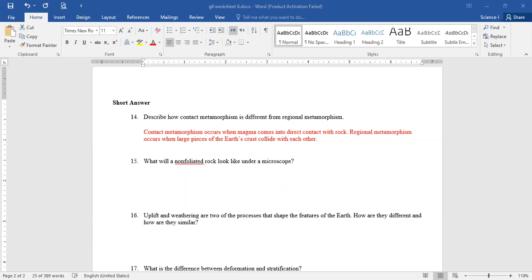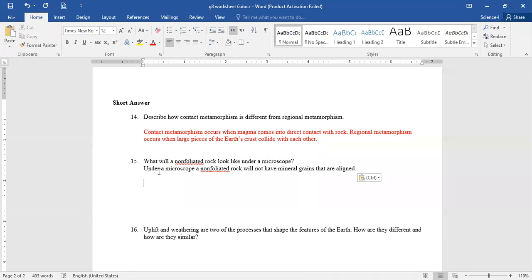Okay, who can answer this question? Question 15. What will an unfoliated rock look like under a microscope? If we have non-foliated, how does it look? Imagine. Yes, Reem? The minerals will not appear to be arranged in a pattern. Yeah, so that means the minerals or grains look randomly distributed, not arranged in plates or planes. Good.